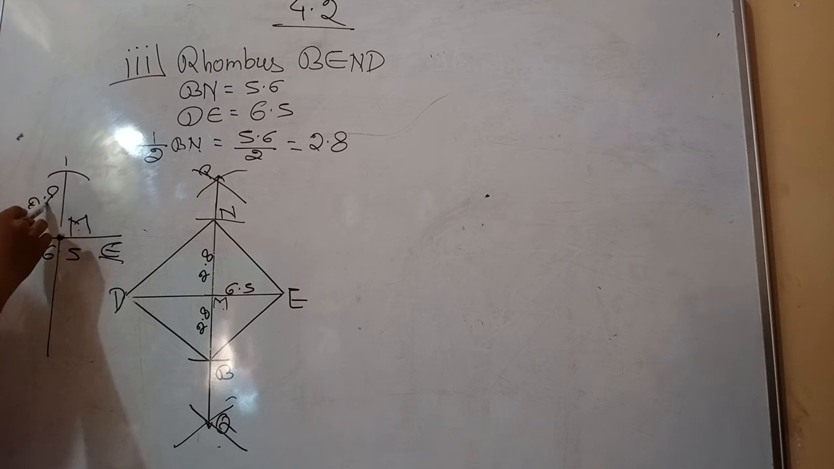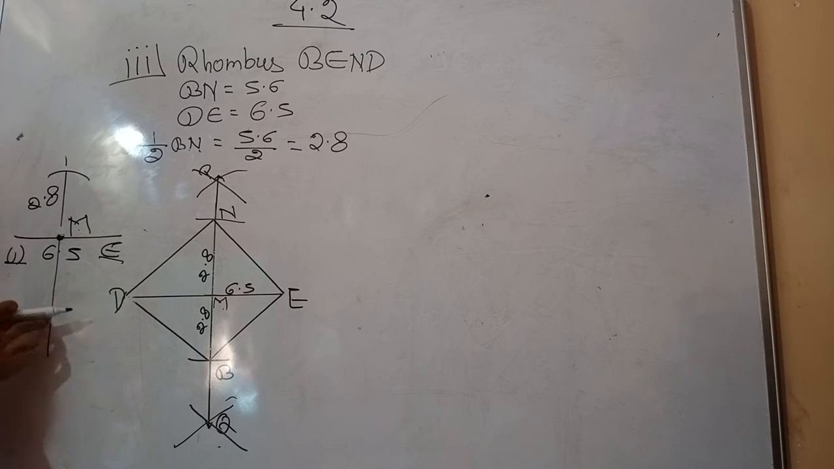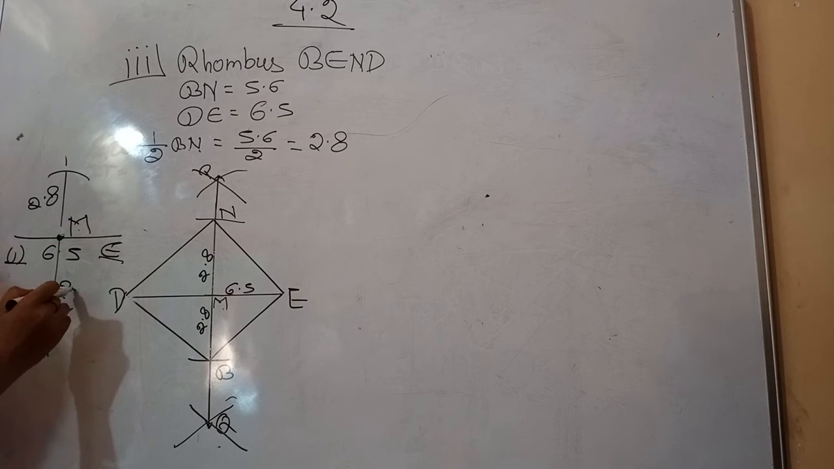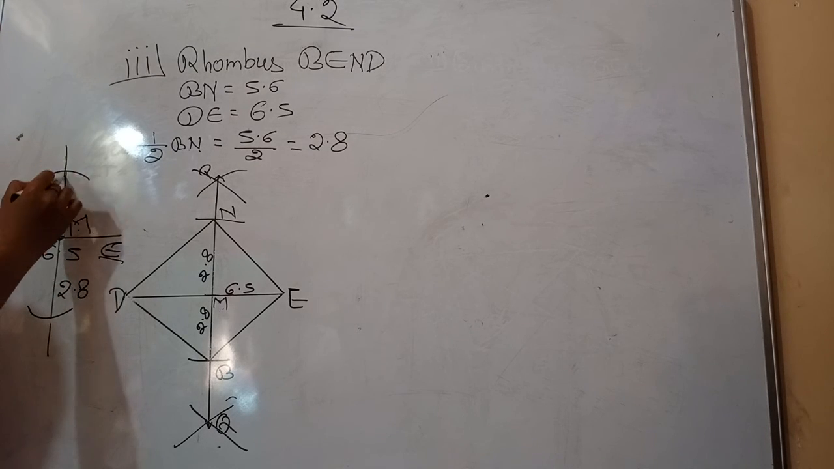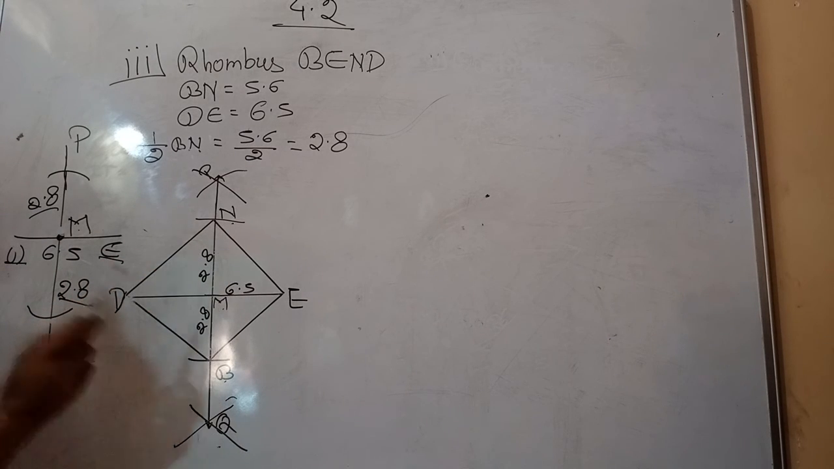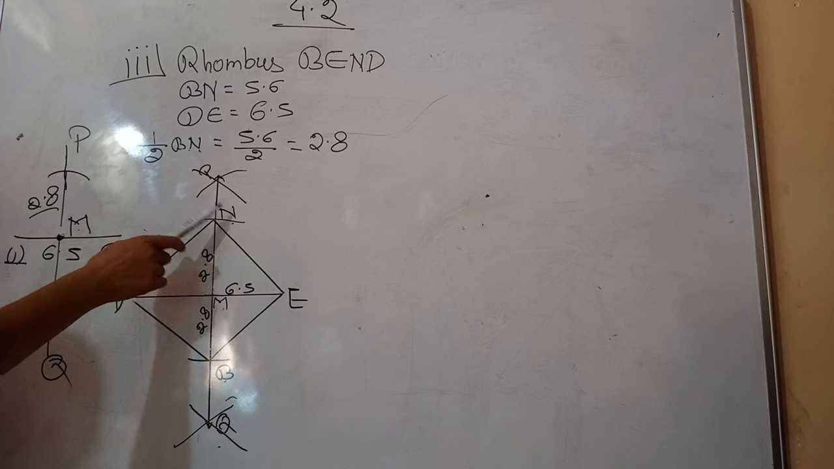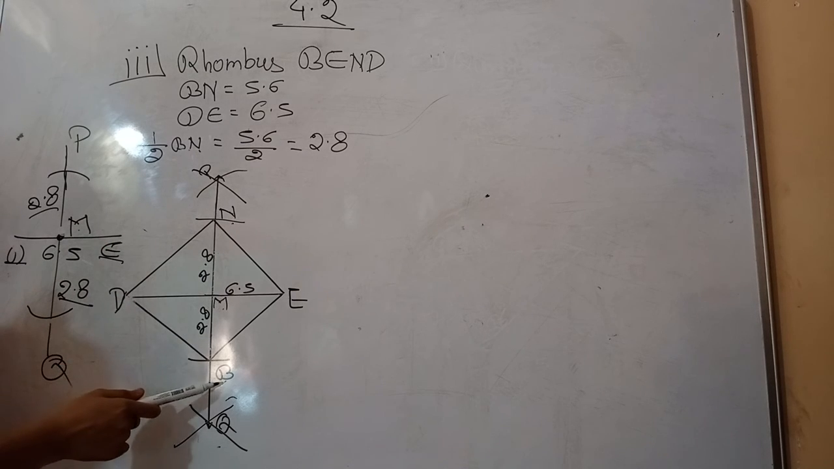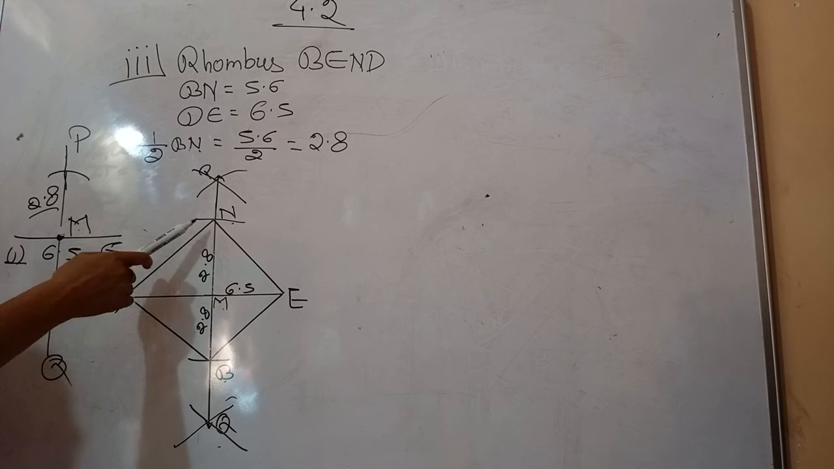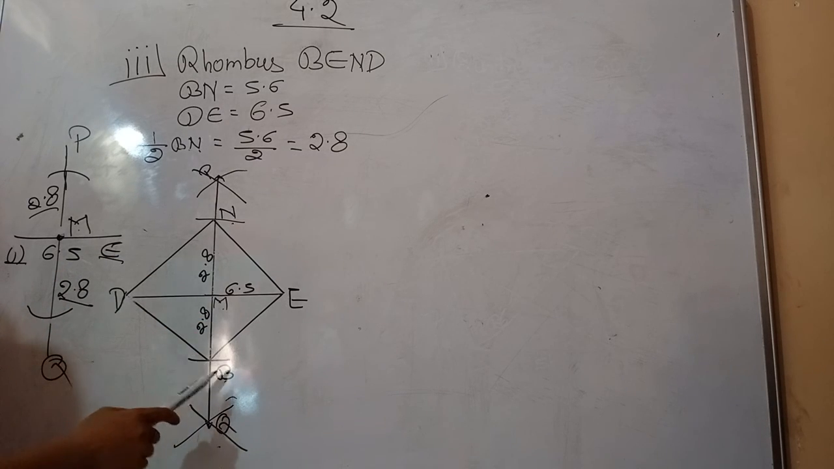This will be 2.8. Same thing you have to do downside. With center M and radius 2.8 cm, cut one arc downside. This is also 2.8. This whole line is PQ. Where this line intersects at 2.8 and 2.8, name it as N and B. This is 2.8, so name it N, and this is 2.8, so name it B. Now you will get all your points like this. Join DN, NE, EB and BD. So this is your rhombus.